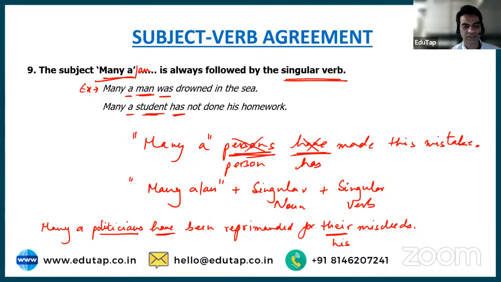I hope you've understood this rule, which is a very important rule, that if many is followed by a or an, it always takes a singular noun as well as a singular verb. And if there is a corresponding pronoun in the sentence, the pronoun will also be kept singular because the subject is singular, right? Got it, guys? Very good, Praveen. Very well done.